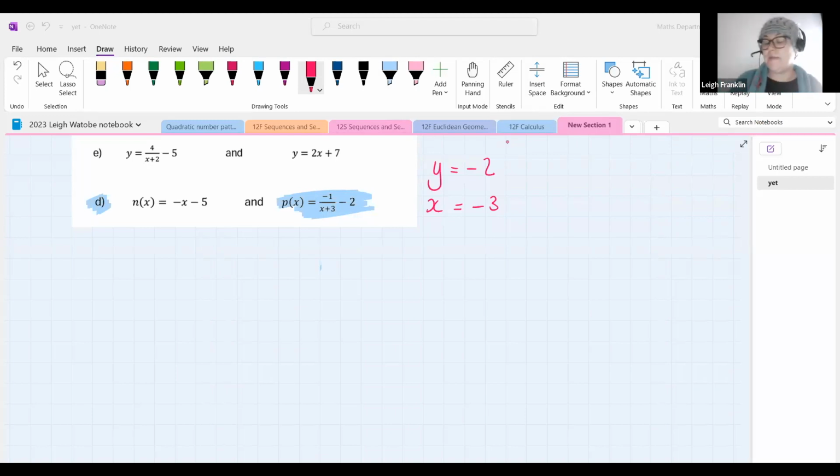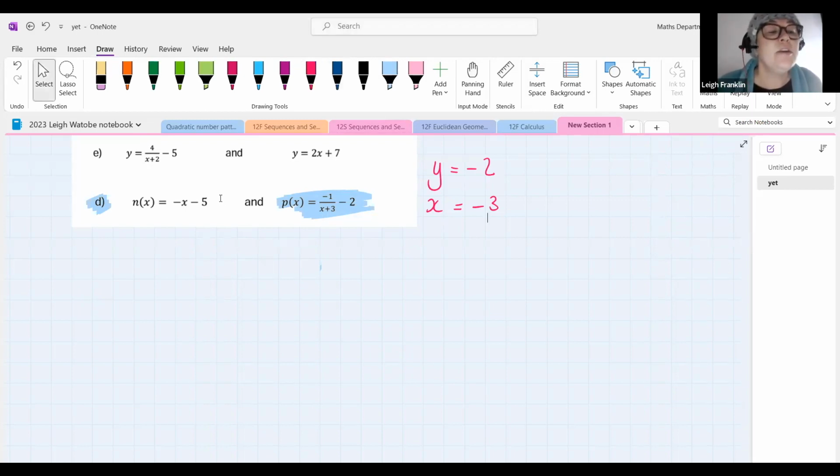But don't stress about this. This will come as you do more and more functions. It'll become a little bit easier. Okay, so they want us to find the coordinates at the point of intersection. Okay, so again, the idea is that we need to equate them.